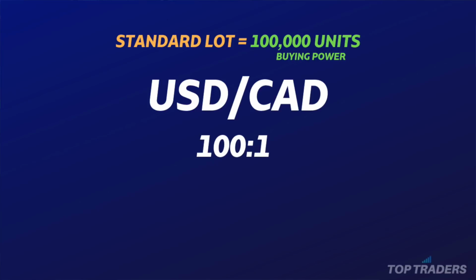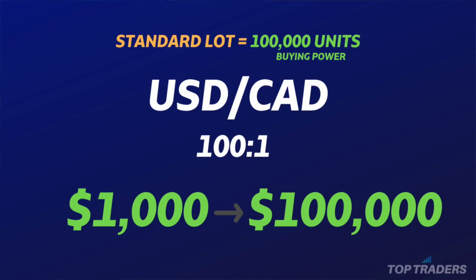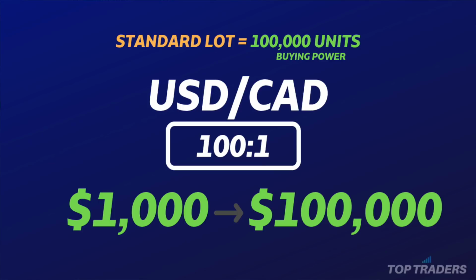But if you get a standard lot of, let's say again, USD CAD, and you have 100 to 1 leverage, how much would I have to have in my account if I wanted to put on that USD CAD position, a standard lot, 100,000 units of buying power? How much of my capital do I need to have in my account at least to post that trade? 100 to 1 leverage, a standard lot for the USD CAD. You have to have $1,000. $1,000, and that's because they need me to have $1,000 for every $100,000 they give me. Yeah, that's correct. Because it's 100 to 1, right?